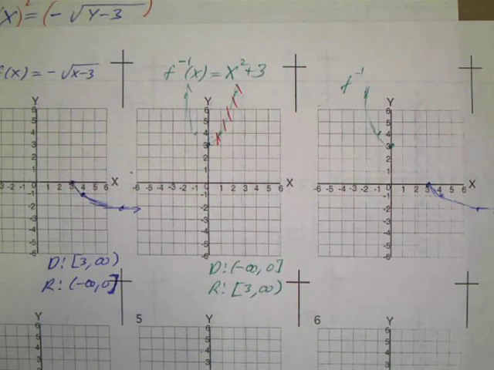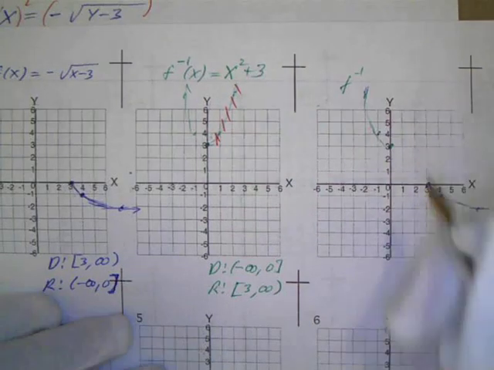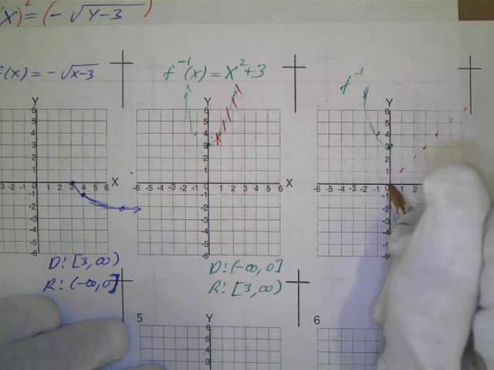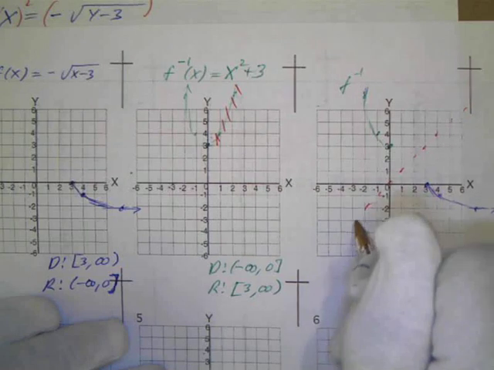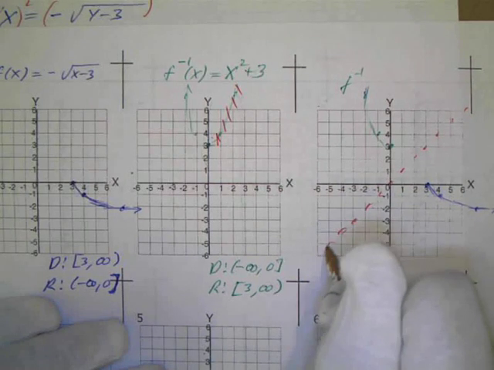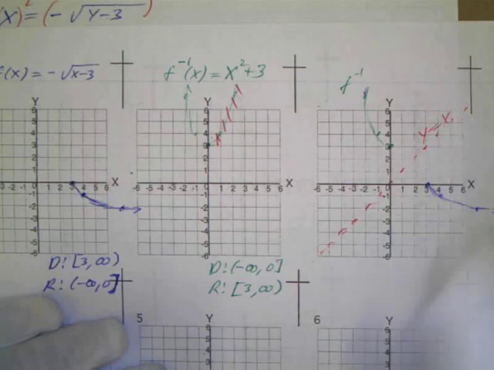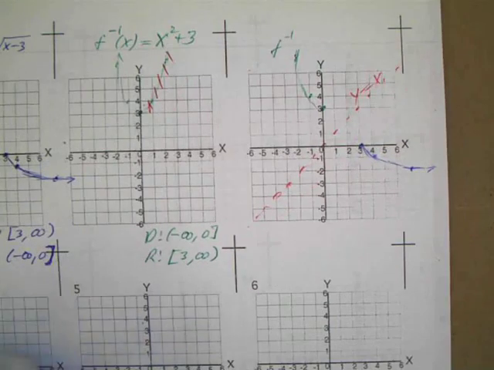And then if you look at those relative to that line y equals x, the diagonal line that goes through here, this is the line y equals x. You can see the symmetry. Looks really nice.